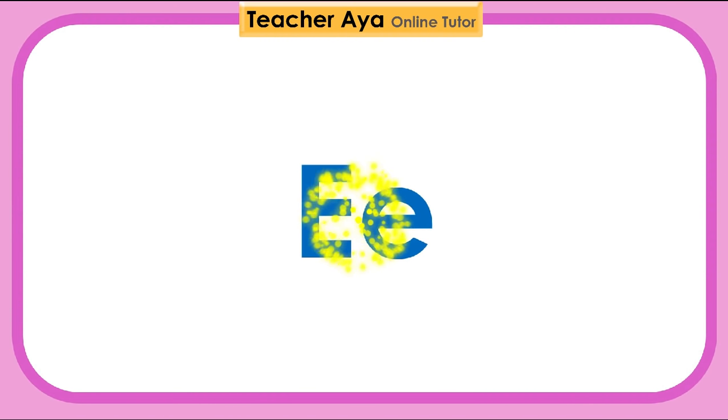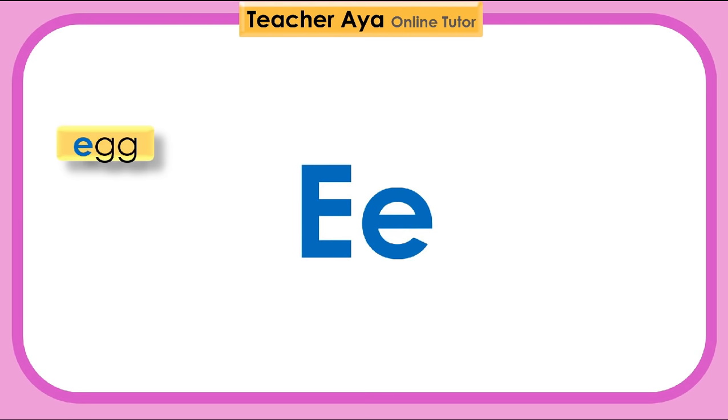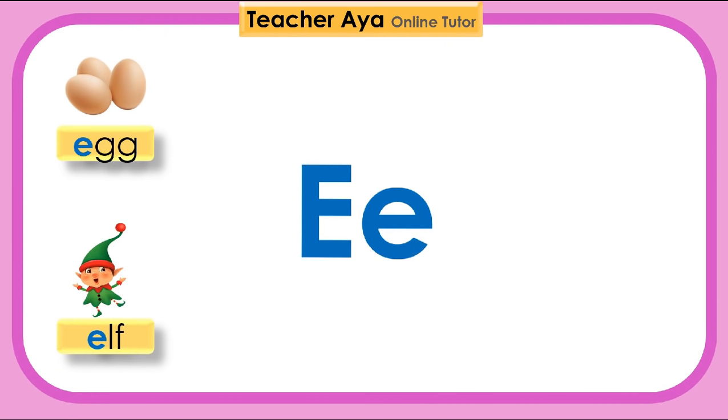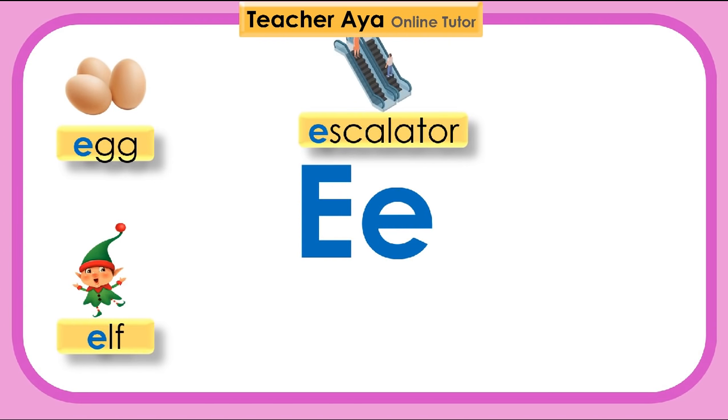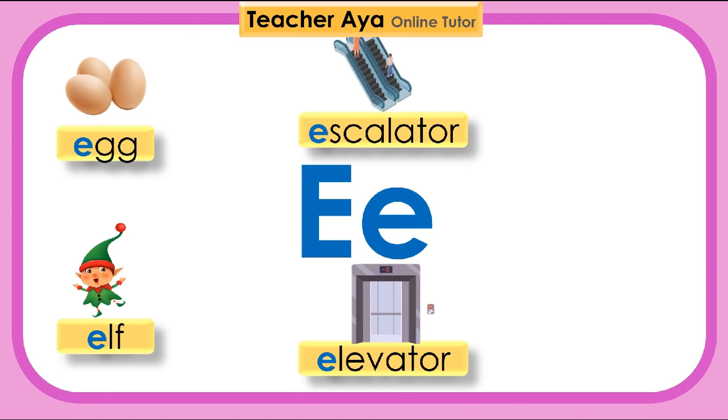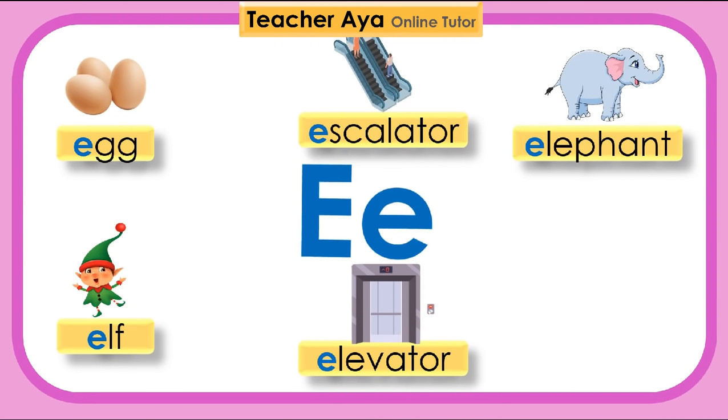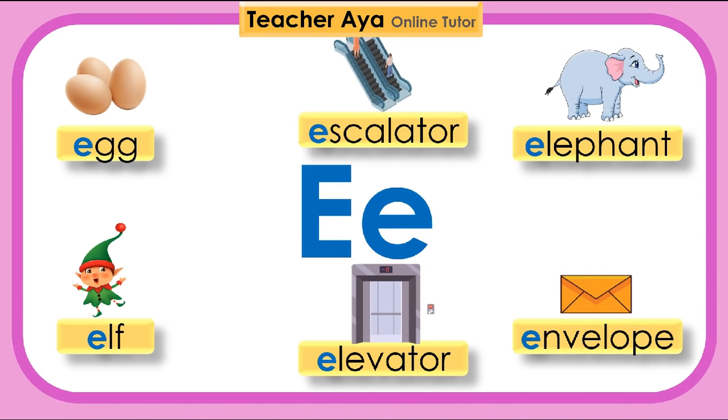E. Egg. Egg. Eh? Elf. Eh? Escalator. Eh? Elevator. Eh? Elephant. Eh? Envelope. Your turn to read, children.